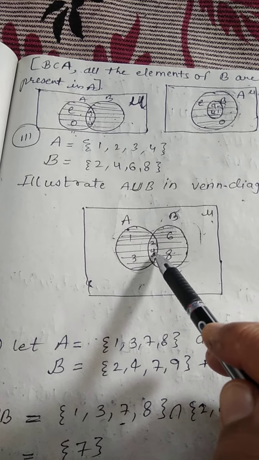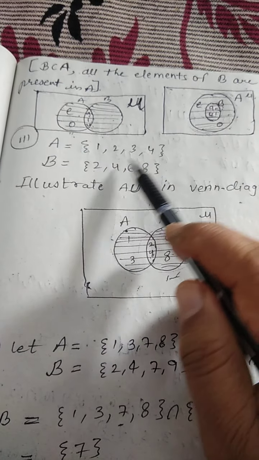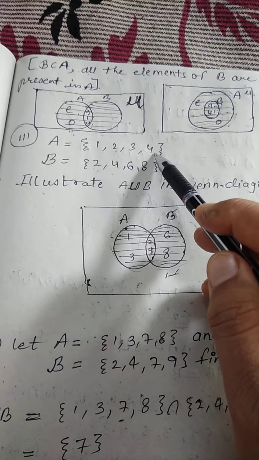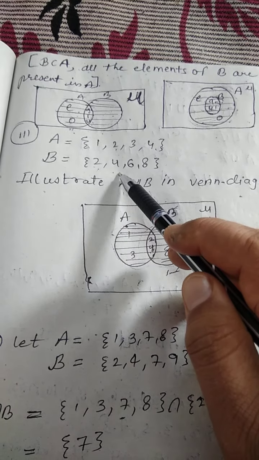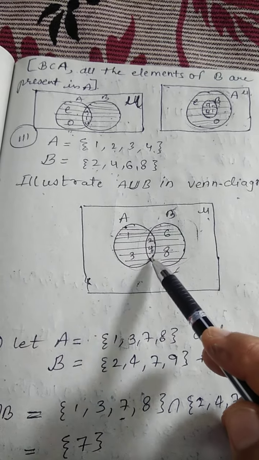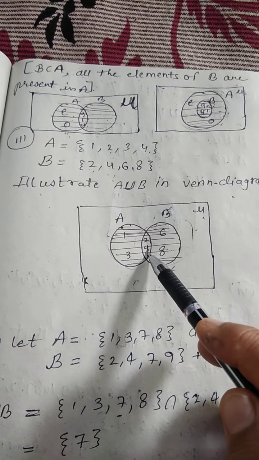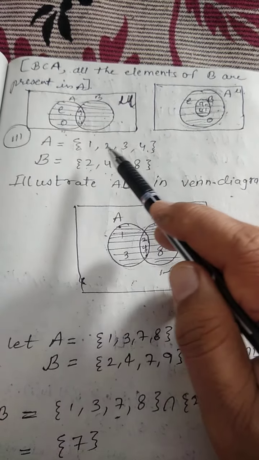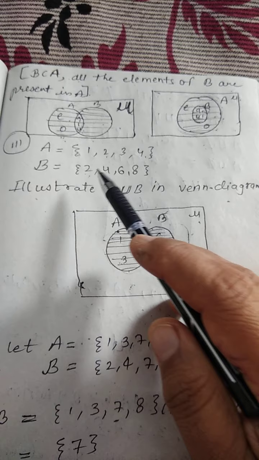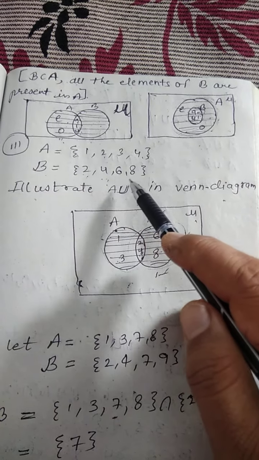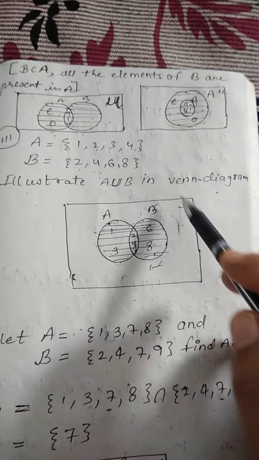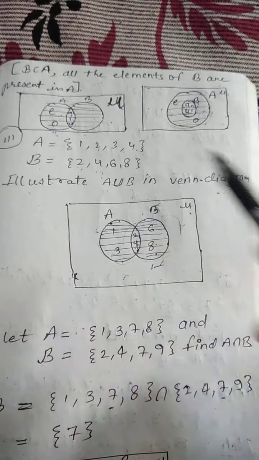What are the common elements in this? 2 is common and 4 is common. See, 2 is present in A as well as in B. 4 is also present in A as well as in B. So the common elements are 2 and 4, which we have to write in the overlapping part. Other than 2 and 4, which are the elements present in A? 1 and 3. So note down here. And other than 2 and 4, which elements are present in set B? 6, 8. Note down here. Okay, so this is the Venn diagram of A union B.